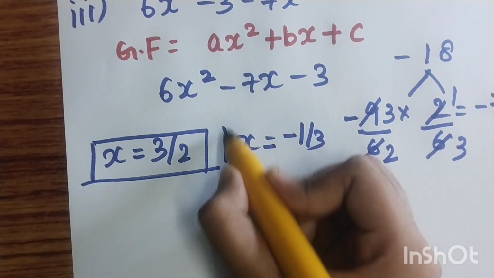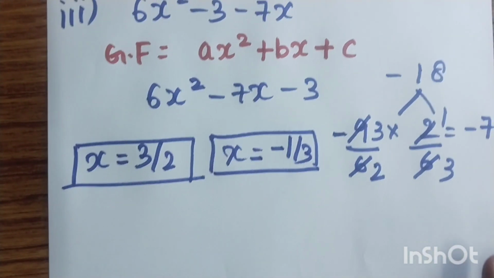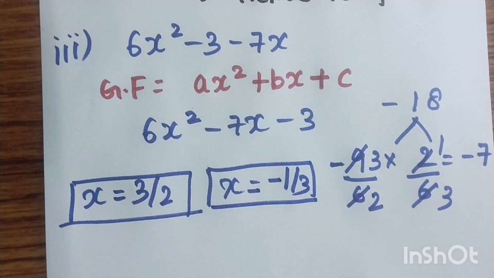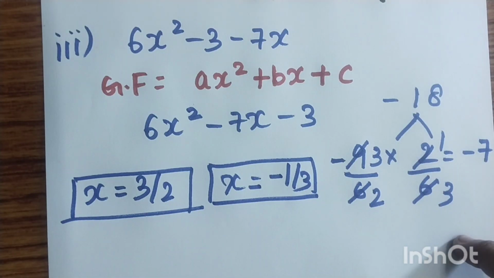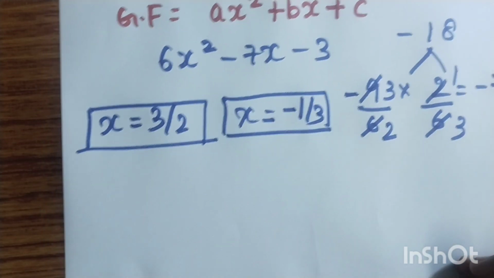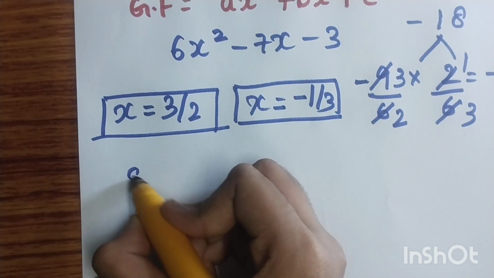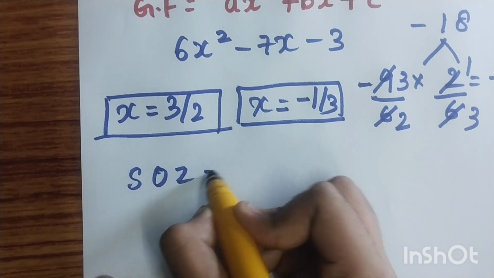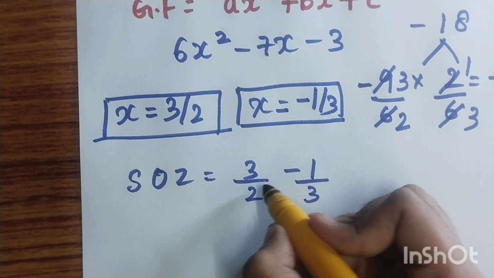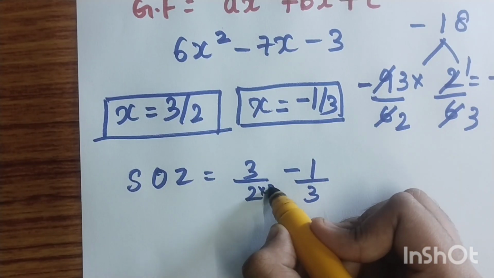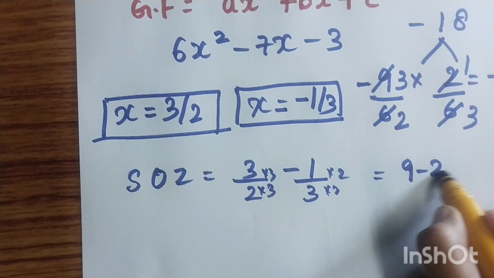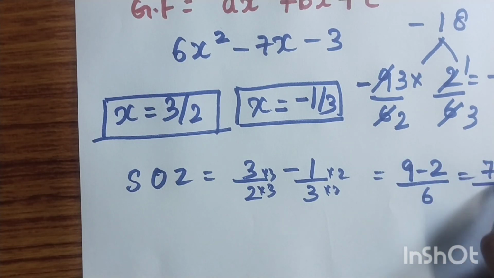Okay, some students will be forgetting to divide by the x square coefficient, but that is very very important in this shortcut method. We have to divide it and change the sign of the given value. Okay, so now I can find the sum of the zeros. SOZ is equal to 3 by 2 minus 1 by 3. So just take LCM: 3 into 3, 2 into 2. So 9 minus 2 by 6 is 7 by 6.